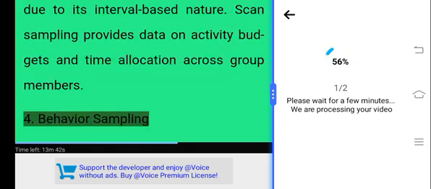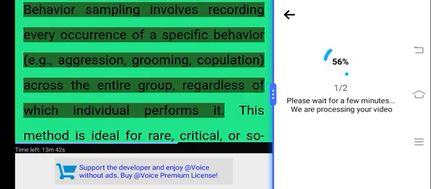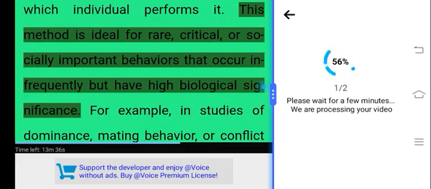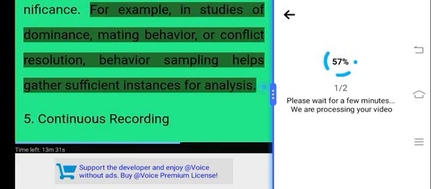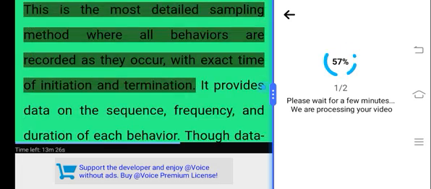4. Behavior sampling. Behavior sampling involves recording every occurrence of a specific behavior, for example aggression, grooming, or copulation, across the entire group, regardless of which individual performs it. This method is ideal for rare, critical, or socially important behaviors that occur infrequently but have high biological significance. For example, in studies of dominance, mating behavior, or conflict resolution, behavior sampling helps gather sufficient instances for analysis.